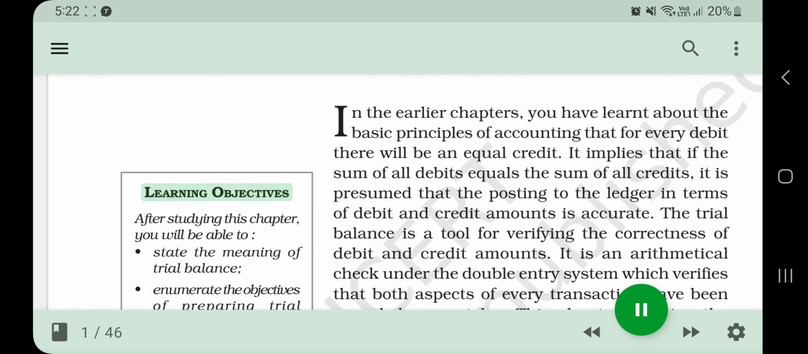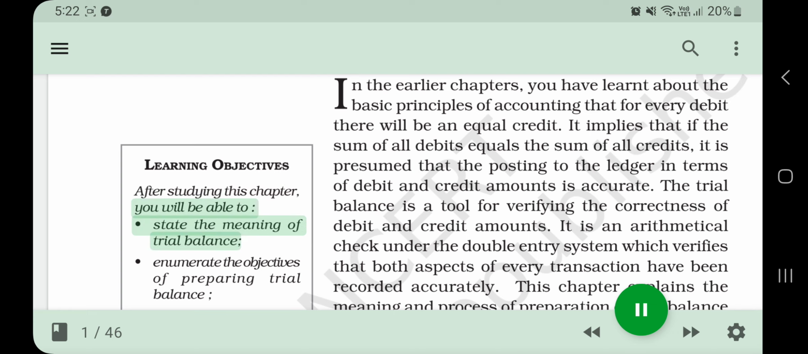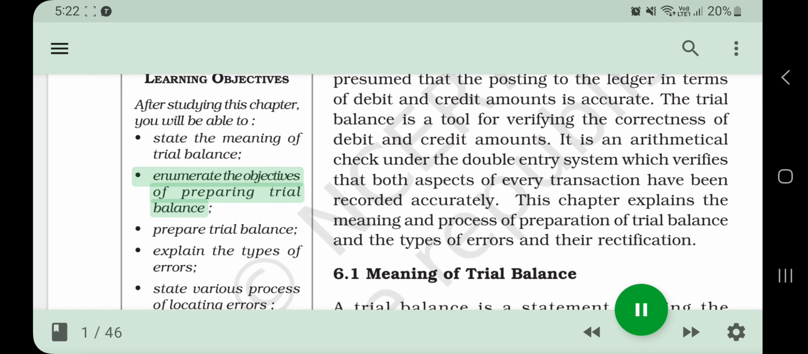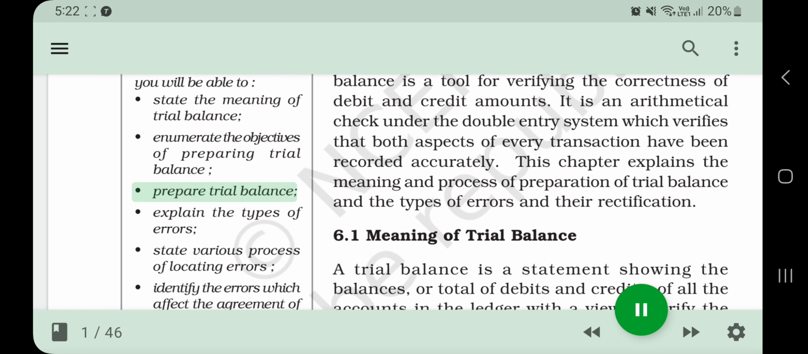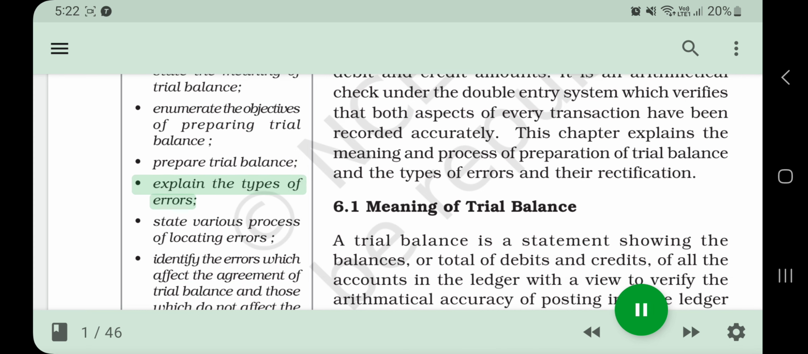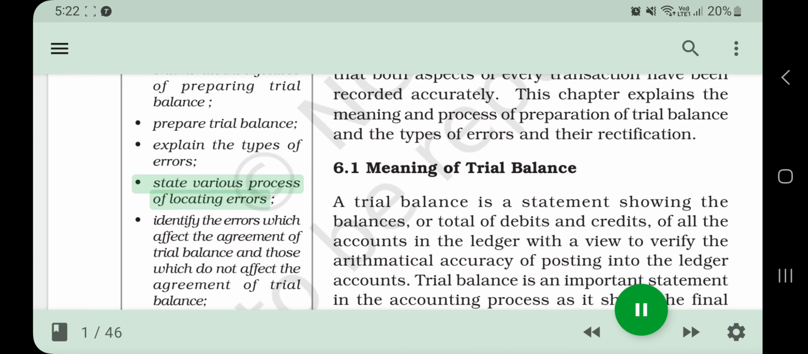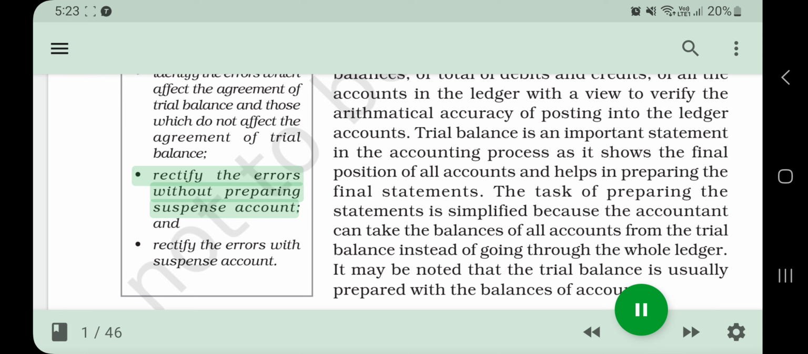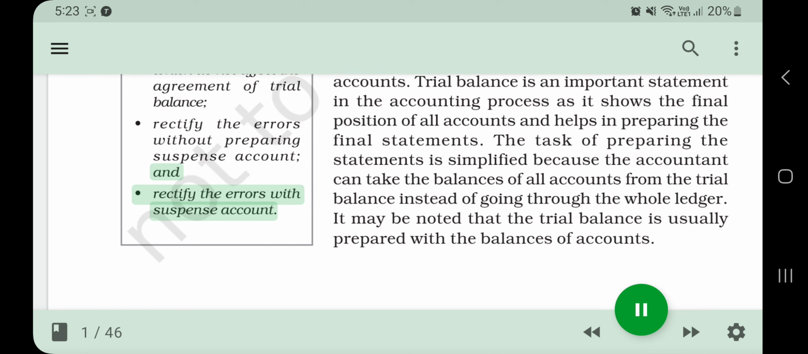Learning objectives. After studying this chapter, you will be able to state the meaning of trial balance. Enumerate the objectives of preparing trial balance. Prepare trial balance. Explain the types of errors. State various processes of locating errors. Identify the errors which affect the agreement of trial balance and those which do not affect the agreement of trial balance. Rectify the errors without preparing suspense account. And rectify the errors with suspense account.